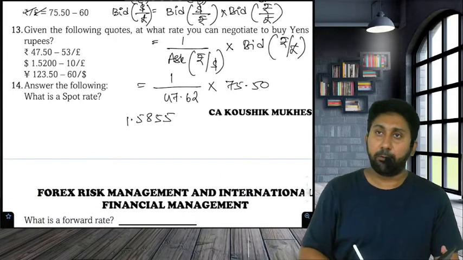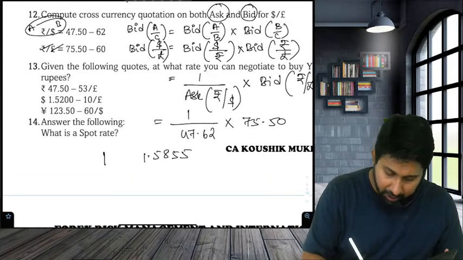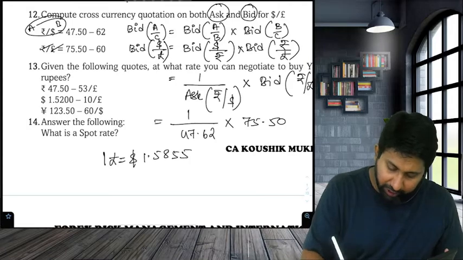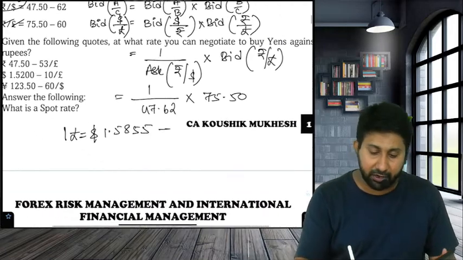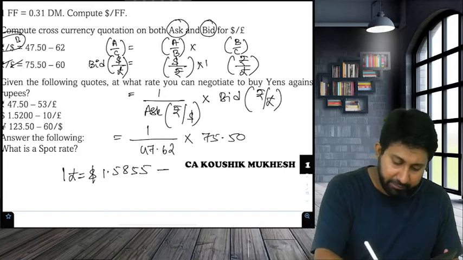1.5855. And what is this 1.5855? 1 pound equal to dollar. This is a bid rate. Now we need to calculate also for the ask rate. Just we need to make the following changes. Okay, see here.